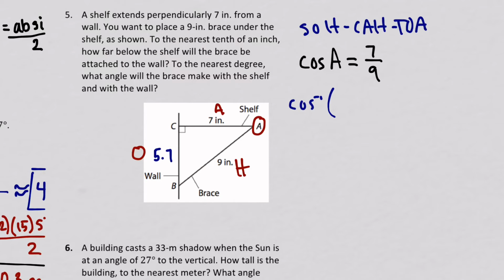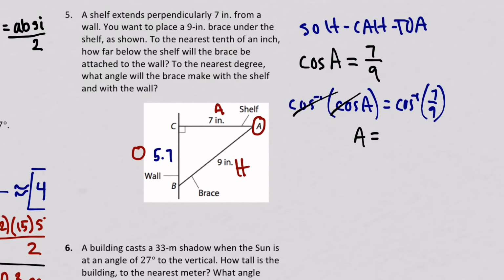Inverse cosine of cosine of A equals inverse cosine of 7 over 9. And why do we do that? Because inverse cosine and cosine cancel each other out. They're inverse operations. They just both go away, leaving you with just A.